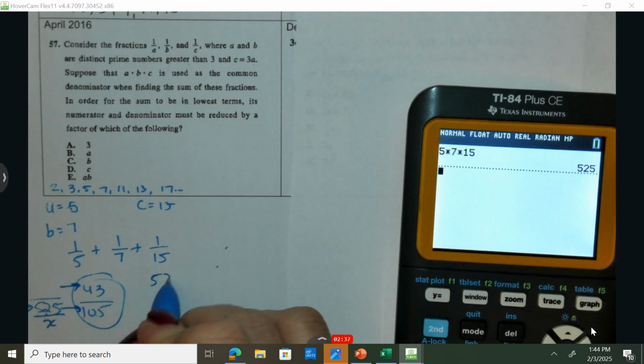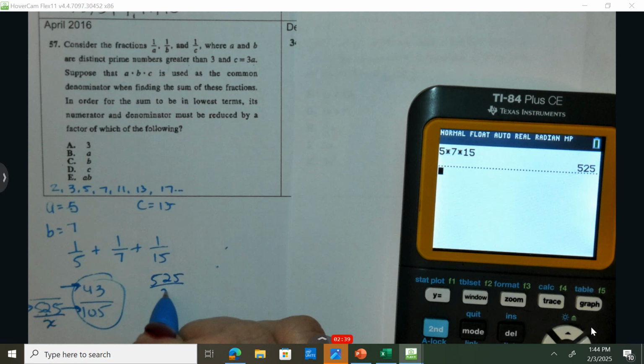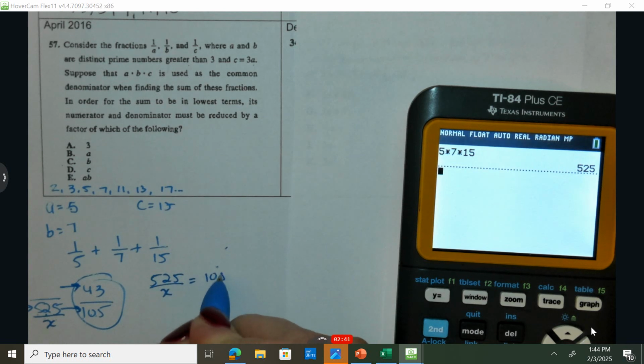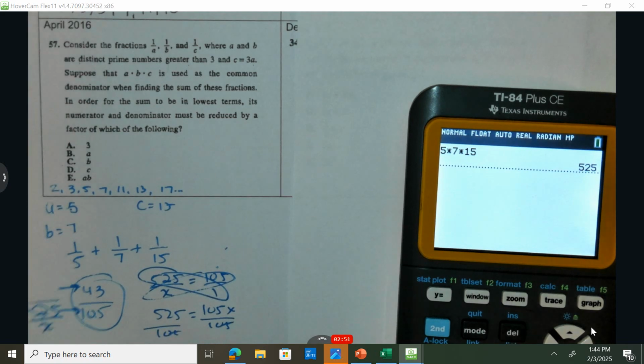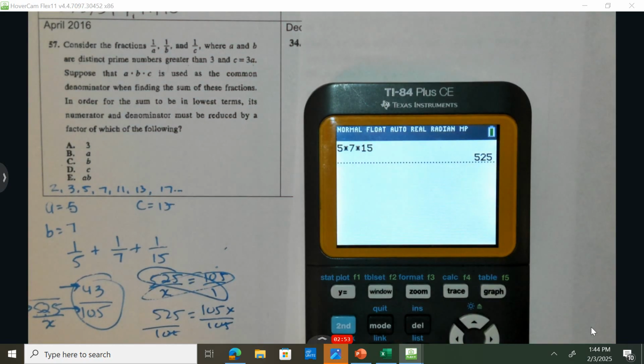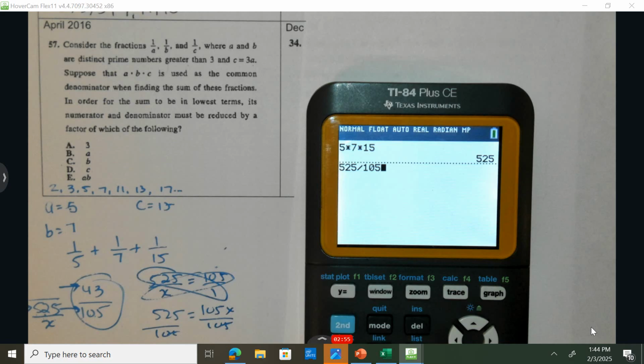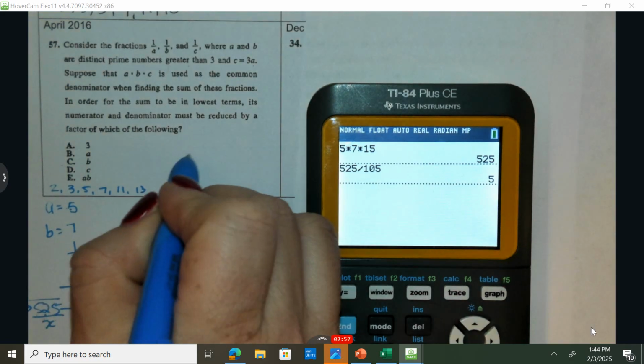So I'm going to write this down. 525 divided by what unknown value is equal to 105? Well, let's cross multiply. 525 times 1 is 525. 105 times x is 105x, then I divide by 105. I grab the calculator and take 525 divided by 105, and I end up with 5. So I believe the answer is 5.